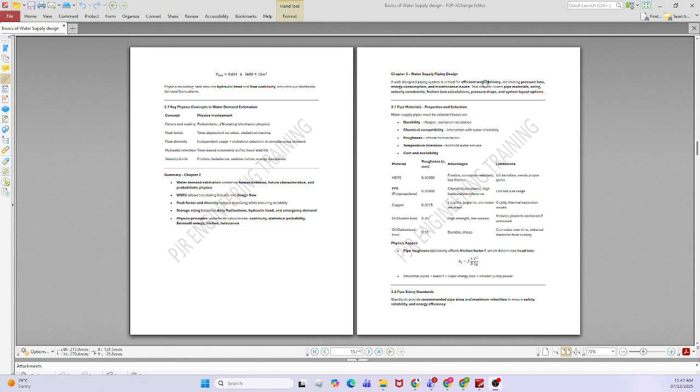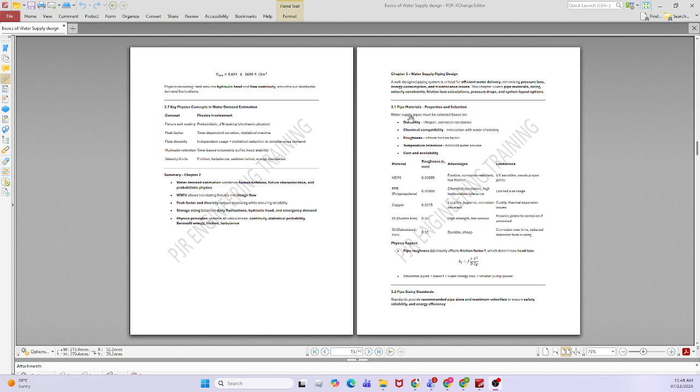Then the water supply piping design. Remember we discussed before, different pipes have different roughness. This roughness depends upon the smoothness. If your pipe is very smooth, then the friction is less. If your pipe is very hard, like GI or ductile iron, because the inner surface is very hard, then your friction will increase. So that is also given here.